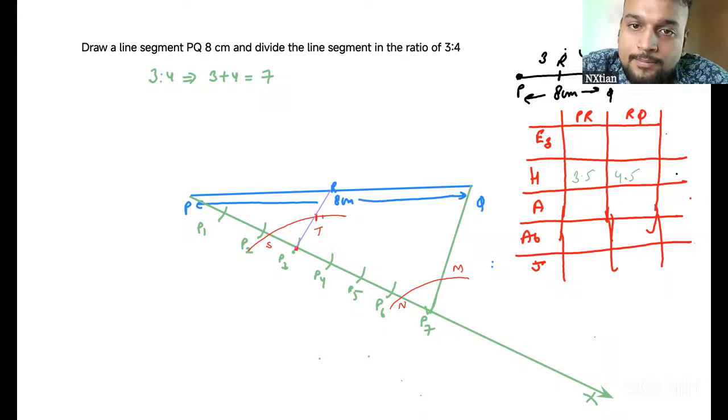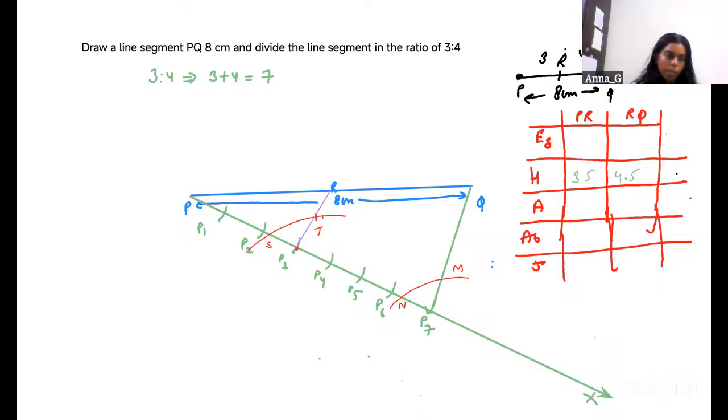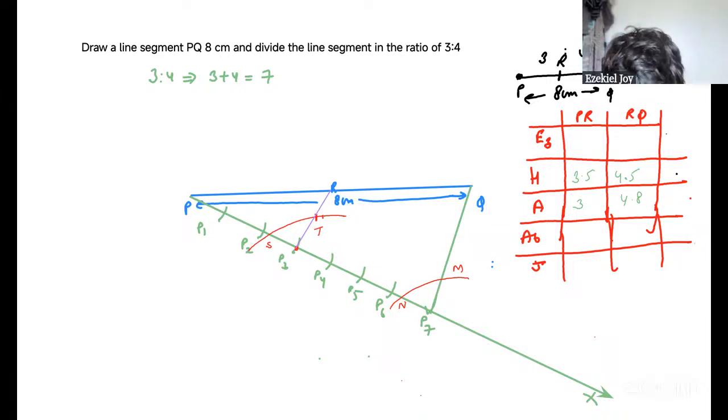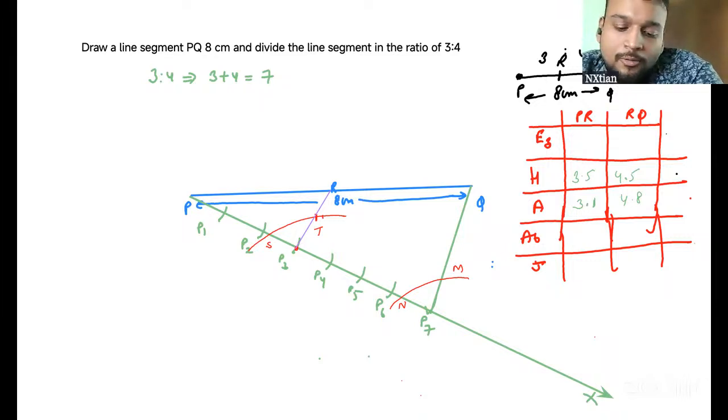Okay, next, A for Anna. What's your measurement, please? 3 and 4.8. Okay, Abigail, what is she doing? Ezekiel, how much did you get for the point? Give me 1 minute. So actually, I think it's 3.1 and 4.8. Or we have to take 4.9, because then only it will make 8 centimeters.